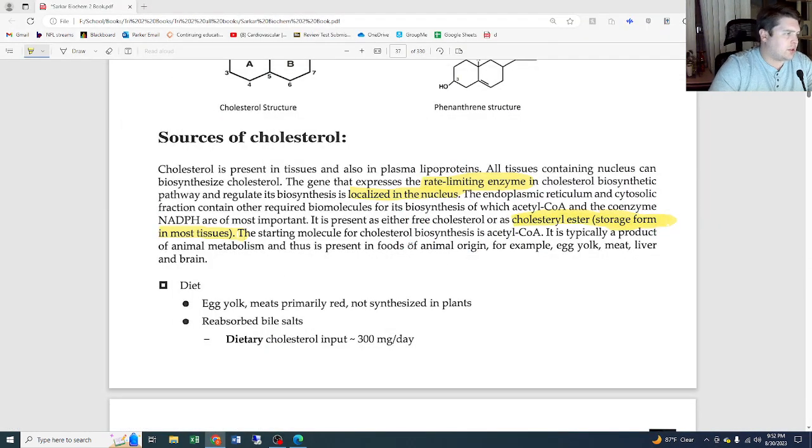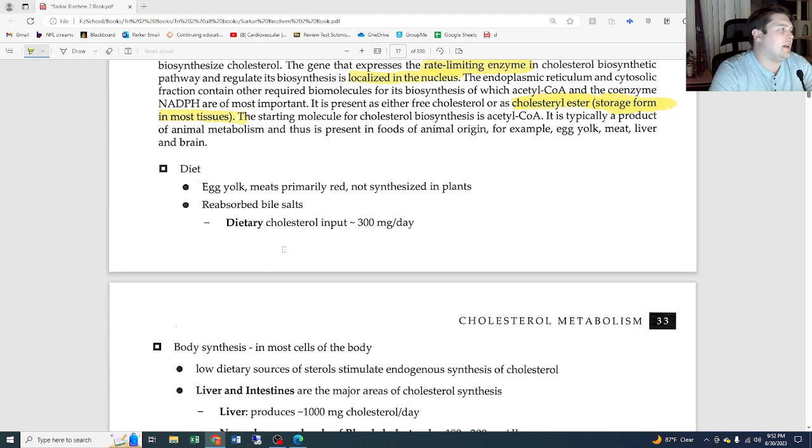The starting molecule for cholesterol biosynthesis is acetyl-CoA, and it is typically a product of animal metabolism. So cholesterol is a product of animal metabolism, and thus is present in foods of animal origin, such as egg yolks, meat, liver, and brain. So in our diet, we'll find it in egg yolks, primarily those red meats, and it is not synthesized in plants. We can also get it from reabsorbed bile salts, those chemicals that our body puts out to help us digest those fats.